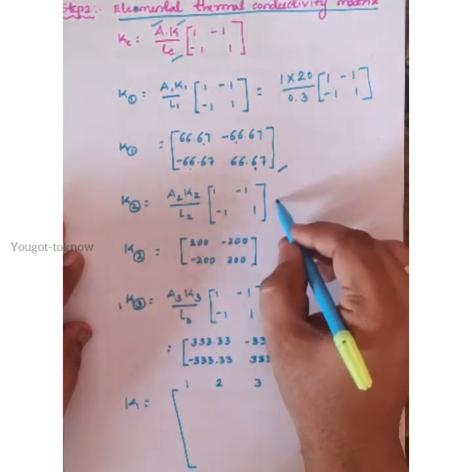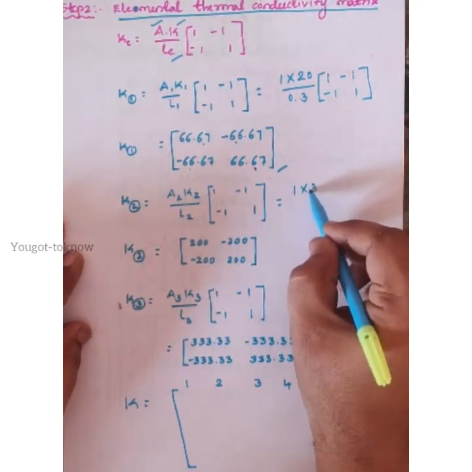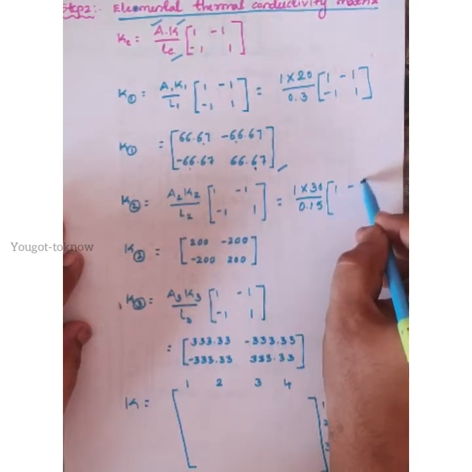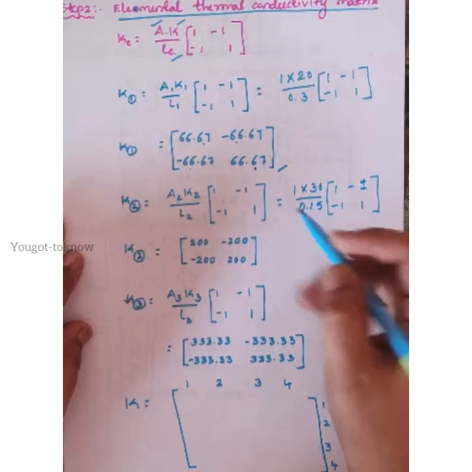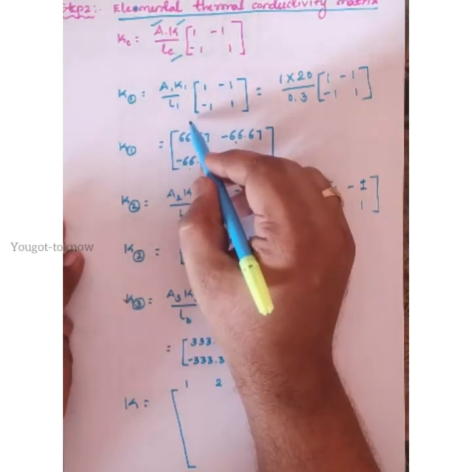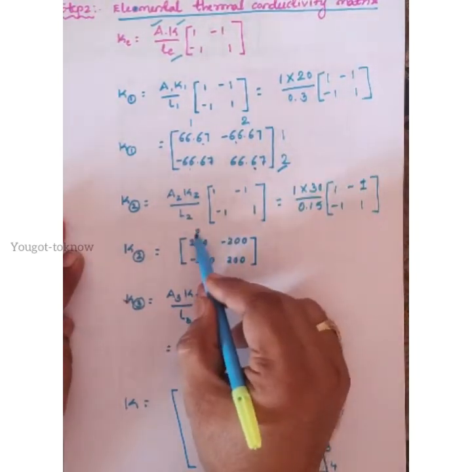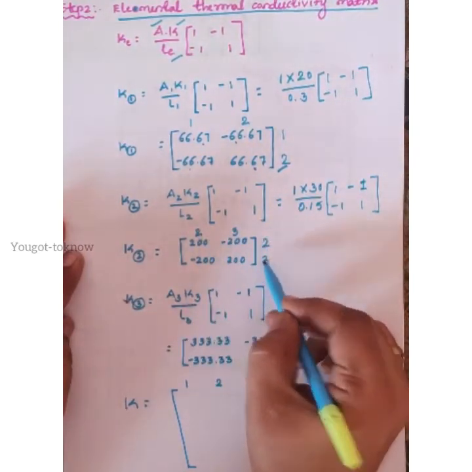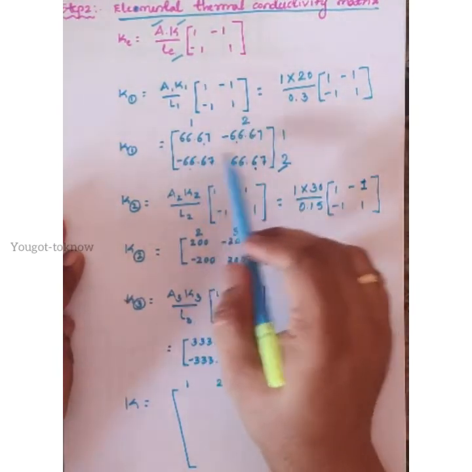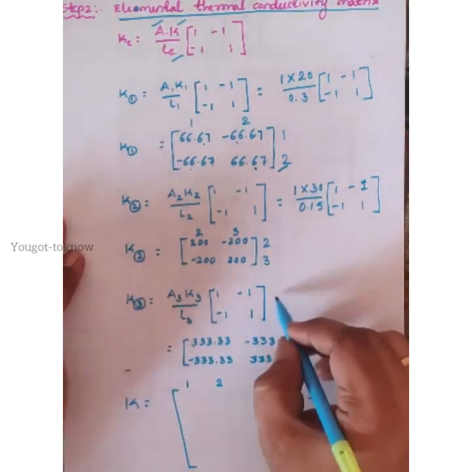Now repeat the same thing. Next K2, because the second element is K2. Area is 1, K2 is 30 divided by 0.15 times [1 -1; -1 1]. If you calculate this, you get 200, -200, -200, 200. Now for the first element, what are the nodes? 1 and 2. What are the nodes for the second element? 2 and 3. What is the meaning of it? These values belong to element number 1, that is nodes 1 and 2. This belongs to element number 2, that is nodes 2 and 3. Now similarly calculate the third one.